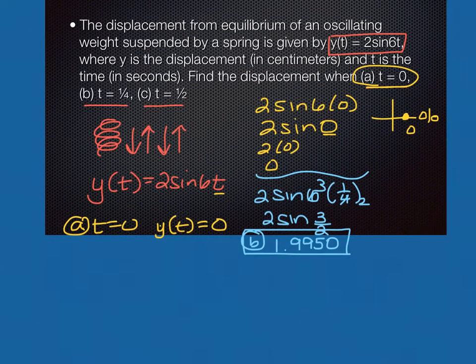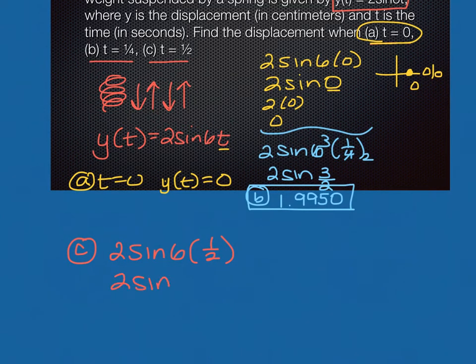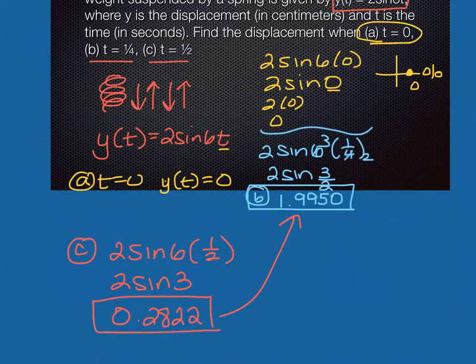Now I'd go on to C, which is 1/2. So I get 2 sine of 6 times 1/2, and I get 2 sine of 3. Again, if that was something like 3 pi, I would find the exact value of it. But because it's 3, I'm going to use the calculator. The sine of 3 is 0.1411. And I'll multiply that times 2, and I get 0.2822. So the displacement at 1/2 is 0.2822. When you're comparing that with B, that means basically that spring is on its way back up to its original spot.